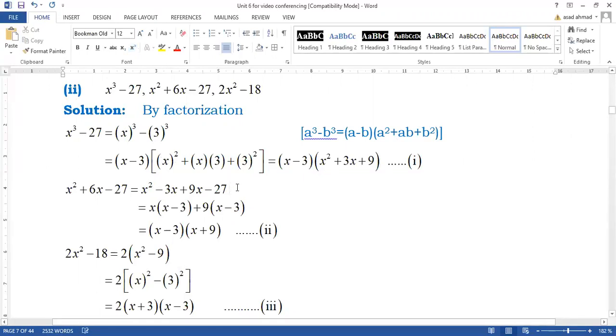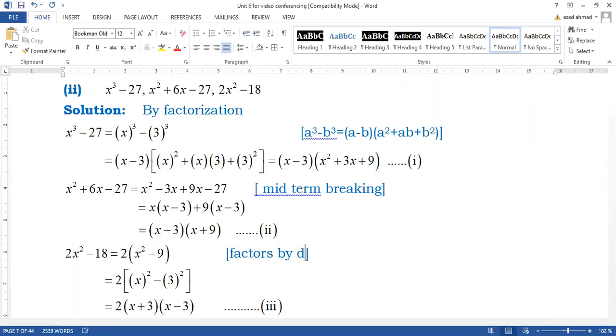And for this part, because every part is different for the factorization, midterm breaking has been done for the process. This is the midterm breaking for the process of factorization. As told you earlier, how do we do the midterm breaking? This is by using the difference of squares formula, factors by difference of squares formula.